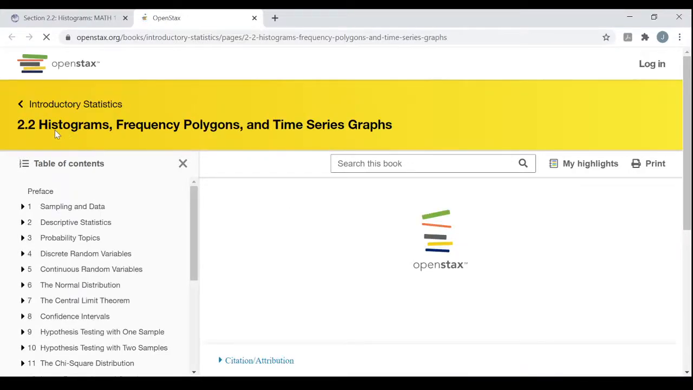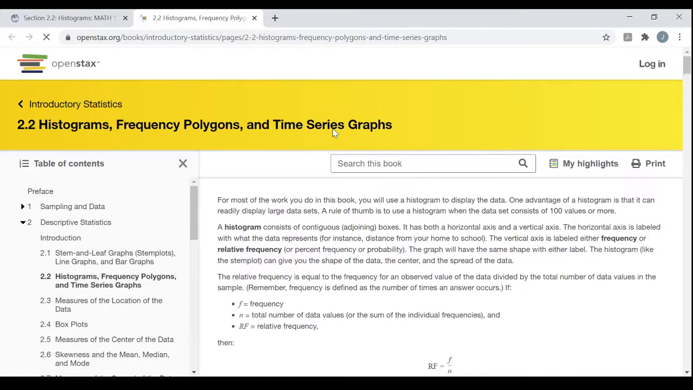As I said, it's called histograms, frequency polygons and time series graphs. We're only covering the histograms part of this. If you want to read further about frequency polygons and time series graphs, you've already seen time series graphs a little bit in the last section, 2.1, when we talked about line graphs. Those were some examples of time series graphs, but again, we're only covering the histogram stuff.